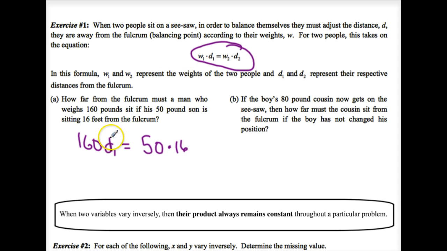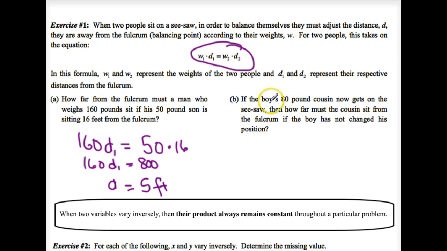So all I'm going to do is solve for my distance. I'm just going to simplify. This is 160D is equal to 800. Divide both sides by 160 and we get that the distance is equal to 5 feet. So notice I set these equal to each other.